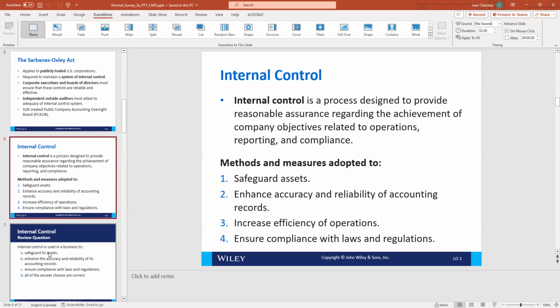So which are the methods, and how are we going to measure that internal control? Evidence of internal control will be if we safeguard the assets. Now, here comes the question: how can we safeguard the assets?